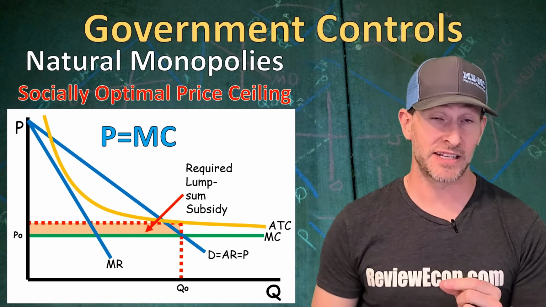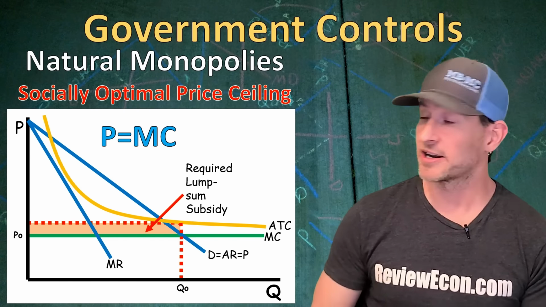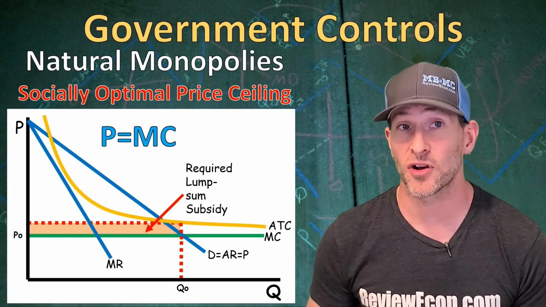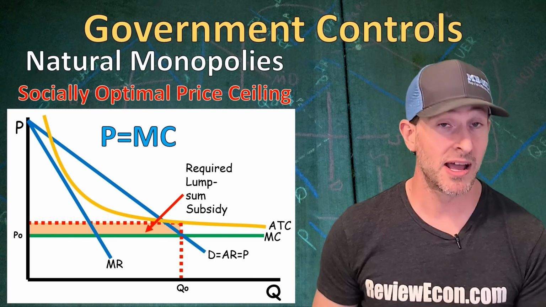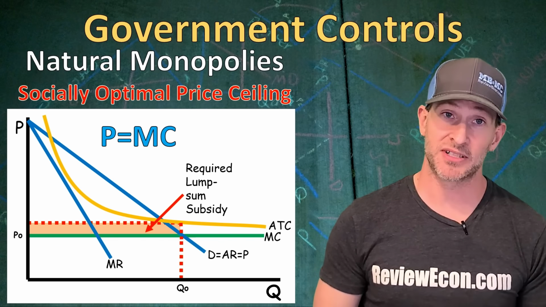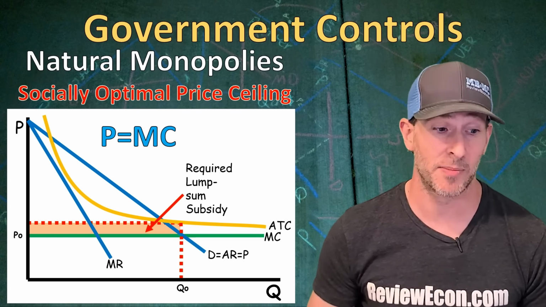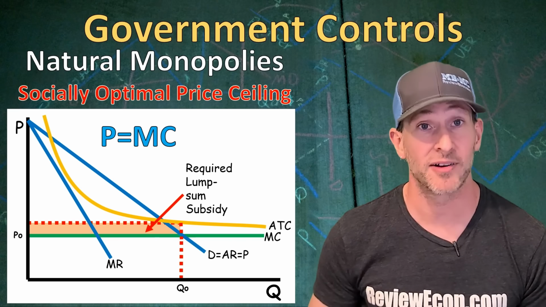That is allocatively efficient, but at the socially optimal quantity of QO, this firm is earning economic losses. If this firm is going to stay in business in the long run, it will have to be given a lump sum subsidy equal to its economic losses. That box right there is the amount.